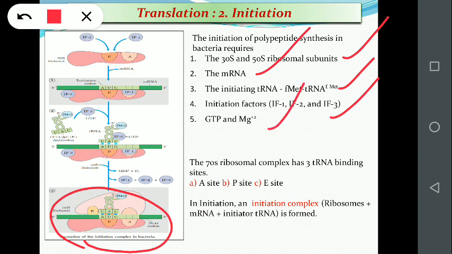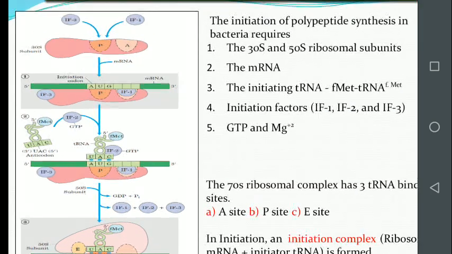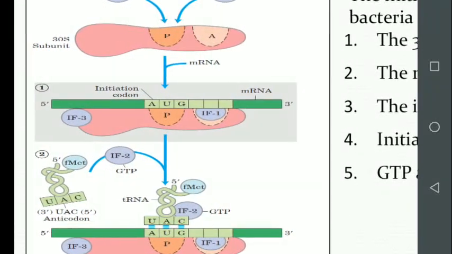One more thing is that the ribosomes have three different sites: A site, P site, and E site. Now what happens? The 30S subunit binds IF1 and IF3.